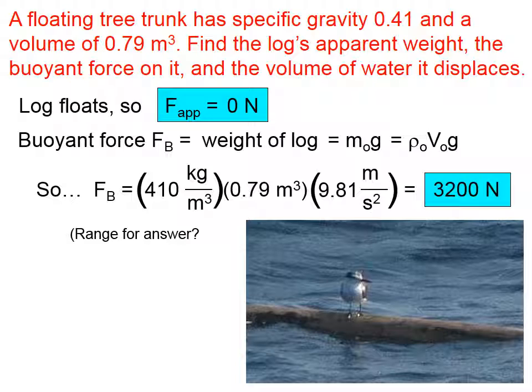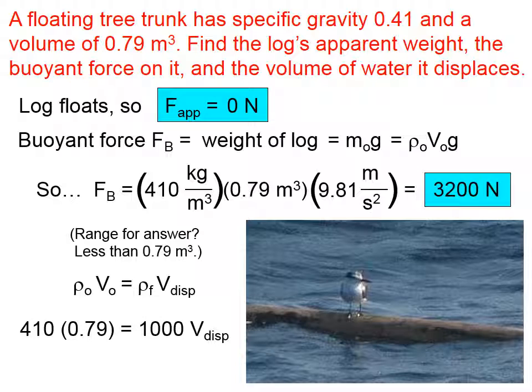How about the volume of water that is displaced? Well, certainly it's going to be less than 0.79 because the log is floating. And for floating objects, we can use what I call the floaty rovy equation, where all of the quantities except for the displaced volume are known. We know the density of the fluid to be 1,000 kilograms per cubic meter. We know the volume of the object. So the volume displaced is 0.33 cubic meters.